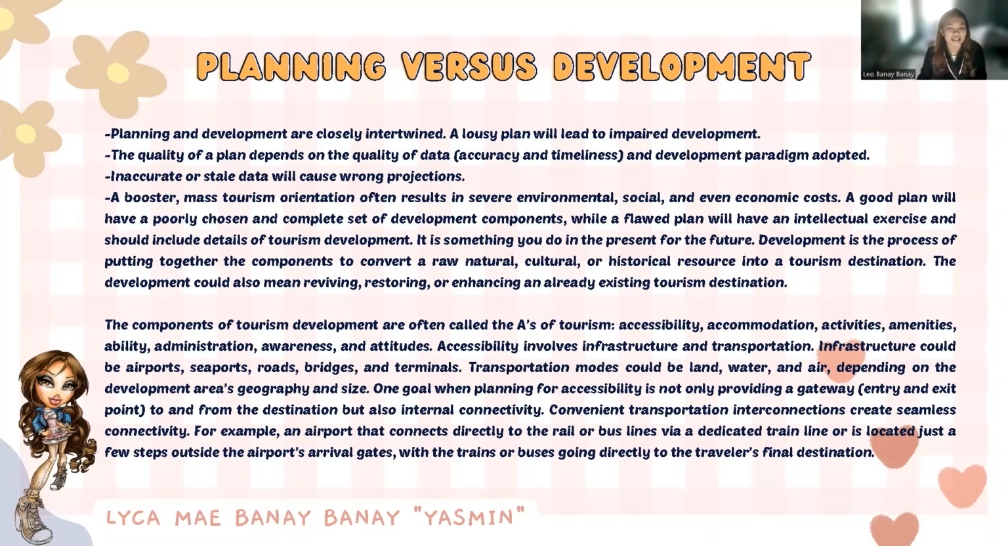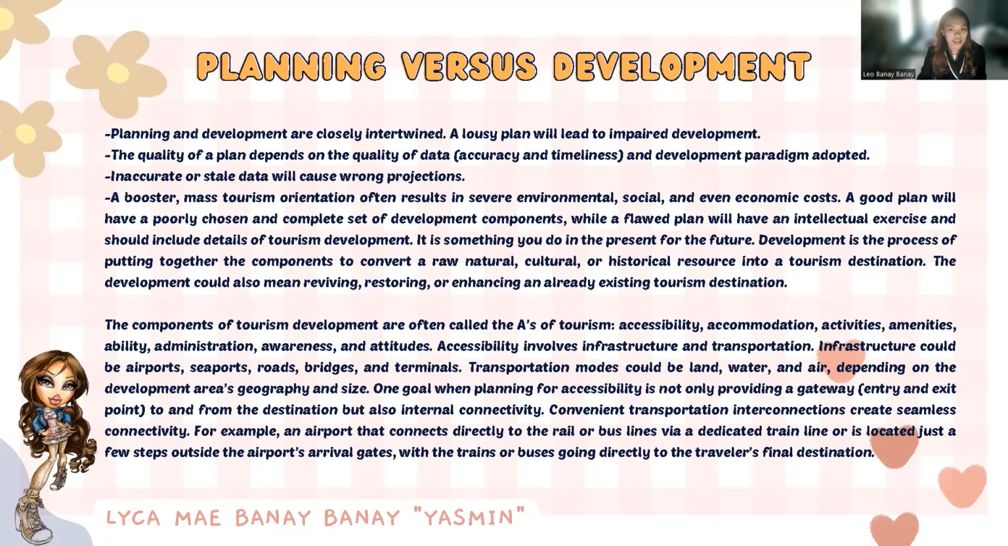Are we getting it? So, let's tackle more information to be able for us na madagdagan pa yung idea natin. Sabi pa nga, the components of tourism development are often called the A's of tourism. So we have accessibility, accommodation, activities, amenities, ability, administration, awareness, and attitudes, meaning those are what we need to have when planning a development in the tourism industry.